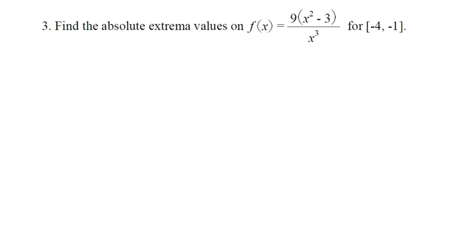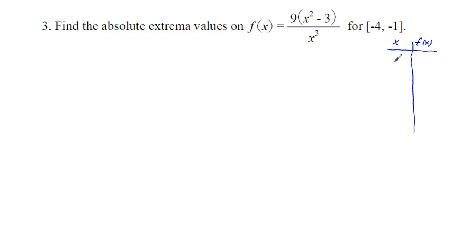Next, 3, find the absolute extrema values of f of x equals 9 times quantity x squared minus 3 over x cubed for the interval between -4 and 1. And in this instance here, we're asked for the extrema values. So the first thing I'm going to do is come over here and actually make that table. And we're going to put x here and f of x.